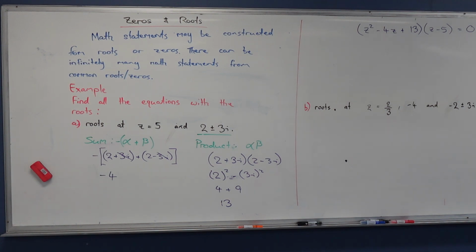Have a look on the board here. Let's see if it likes doing Z. Okay. Here's an equation. Z squared plus Z plus 0. If I put in the one we have on the board, which will be Z squared take 4Z plus 13, and then it's Z take 5. Let's get rid of the lines.